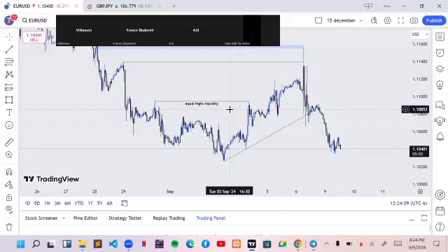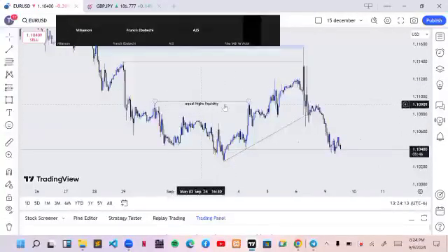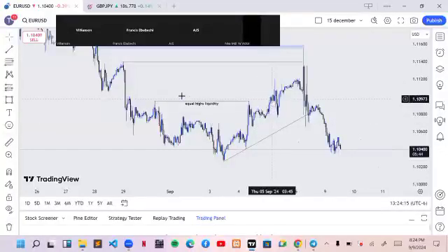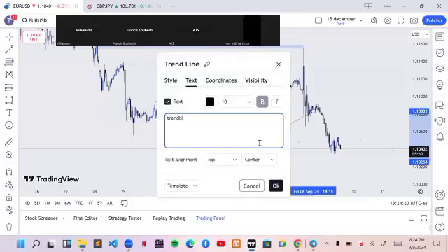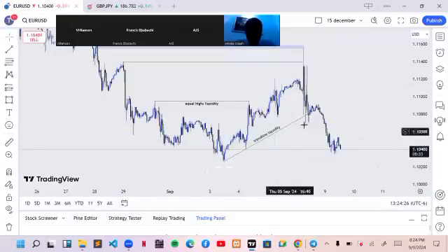Once the market makes an equal high or an equal low, there's liquidity resting above that zone. That's why I marked out this zone, because price will eventually come and take out that liquidity. This is also trend line liquidity. I'll teach more of that in the next class. This trend line, I'm going to see take out this entire liquidity zone.